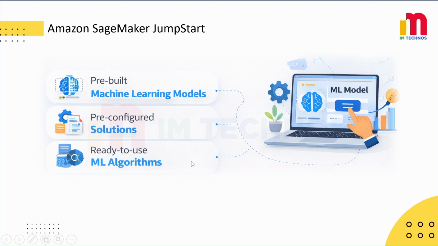So think of it like this. If a machine learning deployment is like cooking a complex dish, normally you would buy ingredients, prepare everything, and cook from scratch. But SageMaker JumpStart is like a meal kit. Most things are already prepared. You just assemble and run it. So the development becomes much faster and easier.